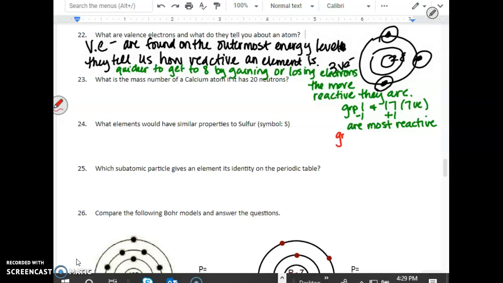Sorry, I'm using up all of this, but this is super important. Group 2 and group 16, because group 16 has 6 valence electrons. These need to gain 2, this one needs to lose 2. These are the next most reactive.